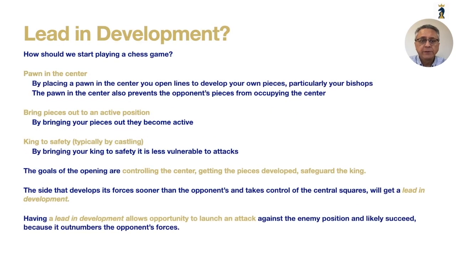Lead in development. How should we open a chess game? By placing a pawn in the center, by bringing our pieces out to an active position, and by bringing our king to safety, typically by castling, as soon as possible. The goals of the opening are controlling the center, getting the pieces developed, and safeguarding the king.